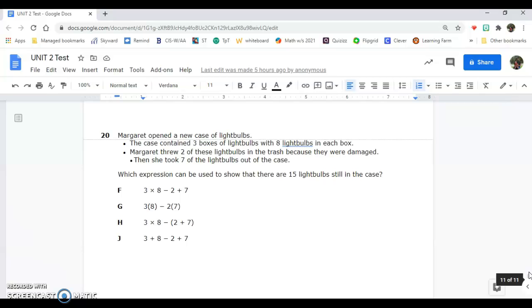Margaret opened a new case of light bulbs. The case contained 3 boxes of light bulbs with 8 light bulbs in each box. Margaret threw 2 of these light bulbs in the trash because they were damaged. Then she took 7 of the light bulbs out of the case. Which expression can be used to show that there are 15 light bulbs still in the case?